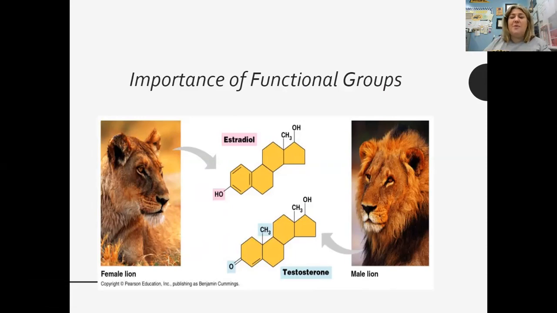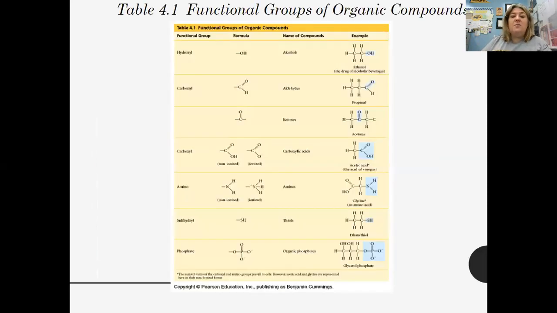So I always tell people, it's pretty amazing that you are the way that you are, because one subtle change and you could be something completely different. So that's how important functional groups are. These are all the different functional groups that we see, and they get attached to hydrocarbons. And when they get attached to the hydrocarbon, it changes to a specific type of molecule. It behaves a little bit differently.